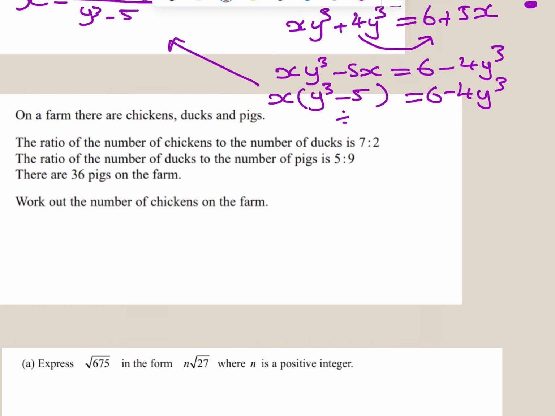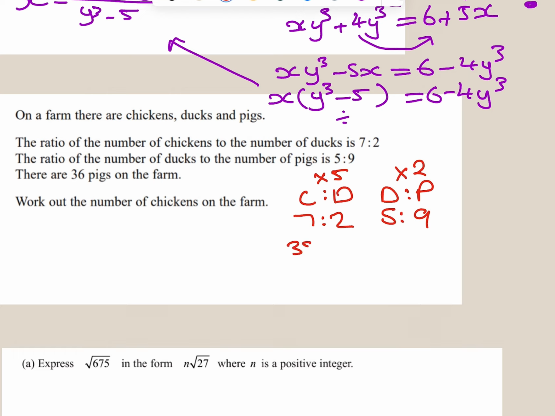It gives us the ratio of chickens to ducks, which is 7 to 2, and then ducks to pigs, which is 5 to 9. So notice how they both have ducks, but they both have a different number. We need to make that a common number so we can compare all of the animals together. So I'm going to multiply this ratio by 5 and this ratio by 2, just like we do in fractions when we get the common denominator. We want a common number.